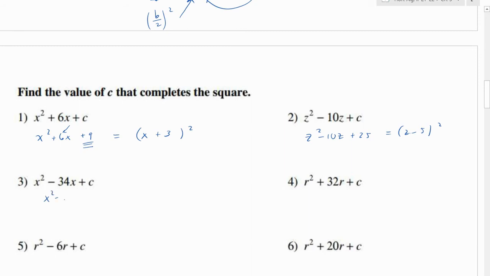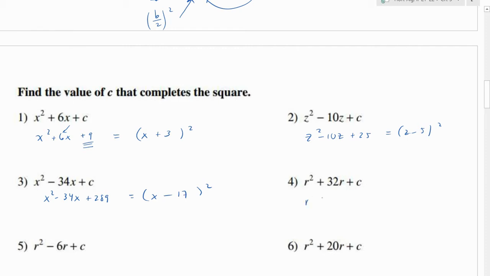x squared minus 34x plus C is what all squared? What number would have to sit where C is? Half of negative 34 is negative 17. If I square negative 17, I get positive 289. And that's an x minus 17 all squared.